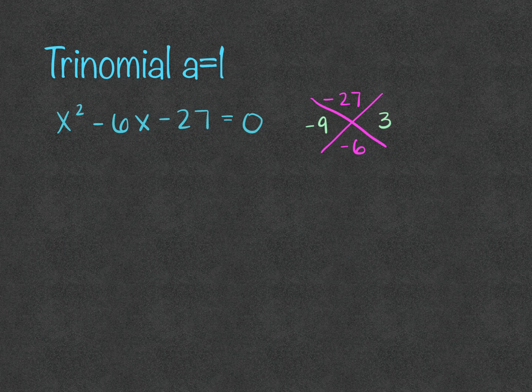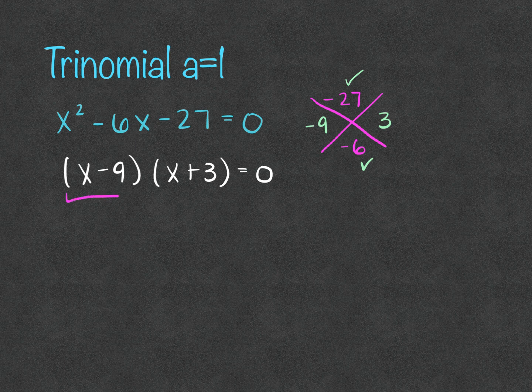And then let's just double check. -9 times 3 is -27. -9 plus 3 is -6. So those are our correct factors. Once you find your factors, we're just going to write this in factored form. So we have x minus 9, x plus 3 equals 0.